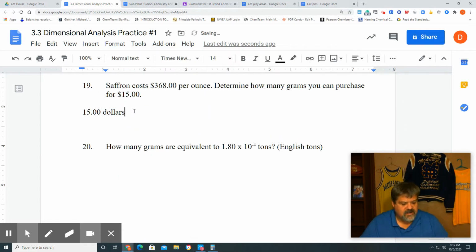And so we're going to look at that, and then we're always going to put our times in our handy-dandy line. Okay, and I didn't put too much because I'm going to erase that. So now we're going to put our conversion factors. I have dollars on top, so we're going to put dollars on the bottom. Well, how many dollars is that? That's going to be $368.